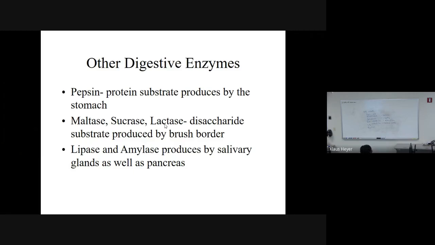What were the last 2 made in? Lipase and amylase? Yeah. Oh, those are made in your pancreas. Pancreas too. Yeah. The main place is your pancreas, but it is also made in your saliva.